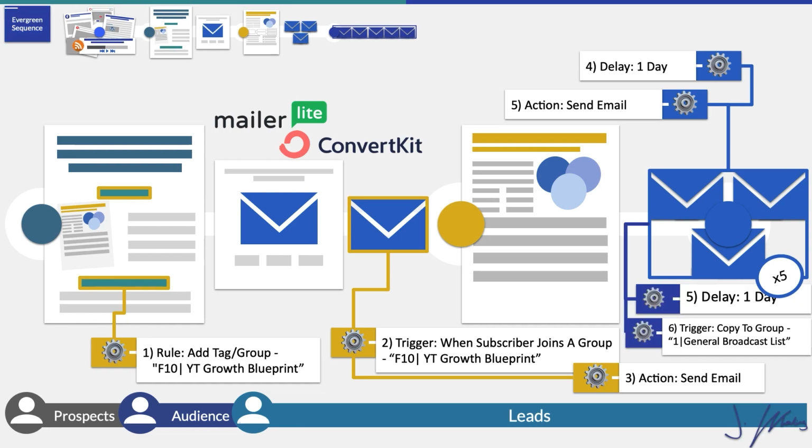So going back to our diagram here, we now need to add one more set of automations here, and that is copying the people who are in this automation over to our main email list so that they can receive our broadcast emails.